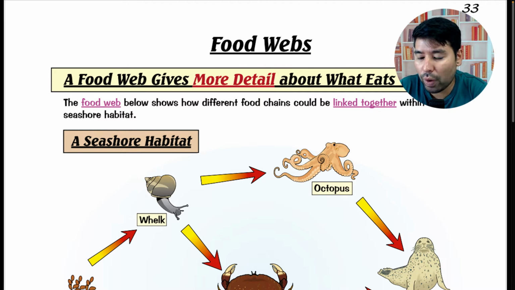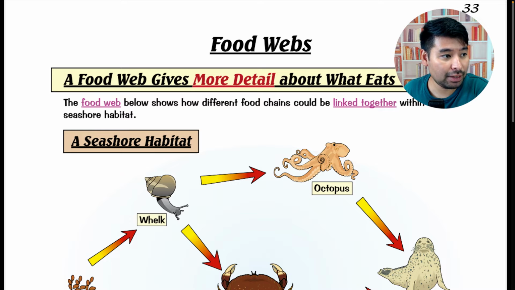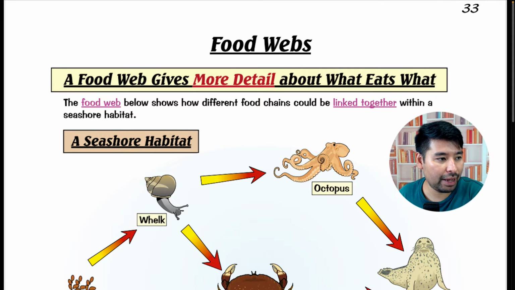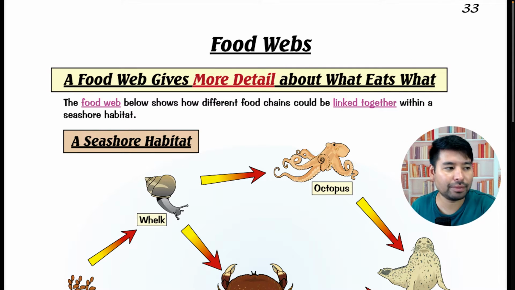A food web gives more detail about what eats what. Again, I'm going to read it for you. A food web, essa rede de comida aqui, ela dá, gives, o verbo dar, mais detalhe. Deixa eu abaixar my head aqui novamente, ok? Ou seja, ela dá mais detalhes sobre what eats what, sobre o que se alimenta do que, o que come o que. That is the point.